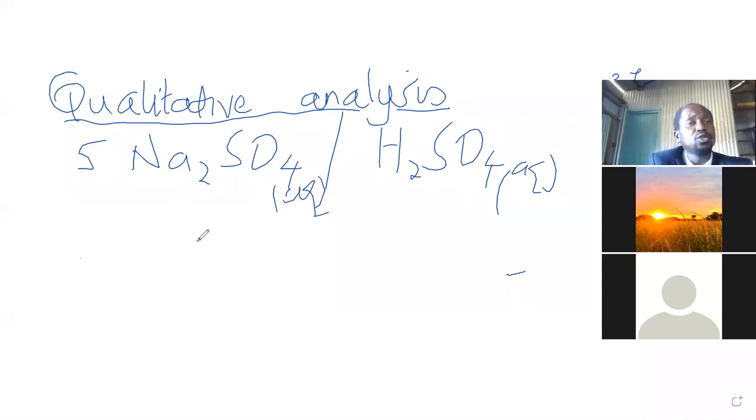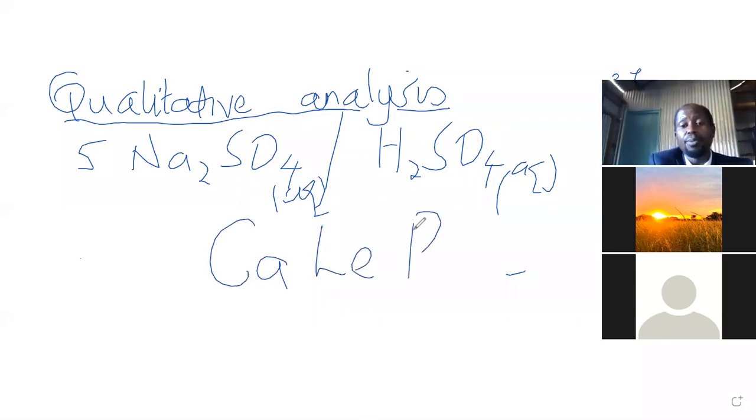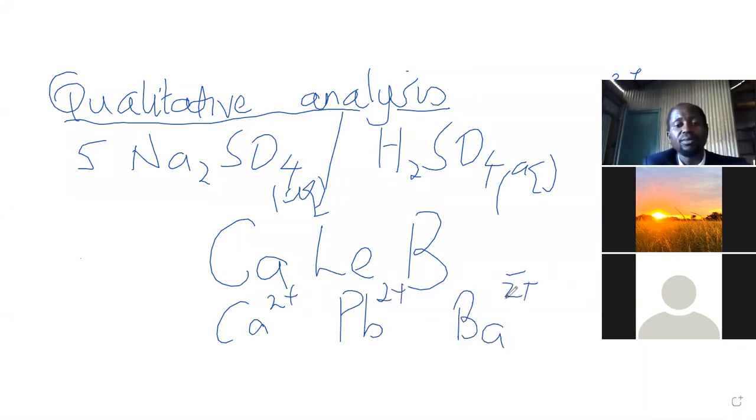So I was looking for acronyms and the easiest I got is CALEB. Calcium, lead, and barium. Calcium, lead-2, and barium. So this is calcium ions, lead-2 ions, and barium ions. So sodium sulfate tests for the presence or absence of those three cations. The expected observation is either white precipitate or no white precipitate.